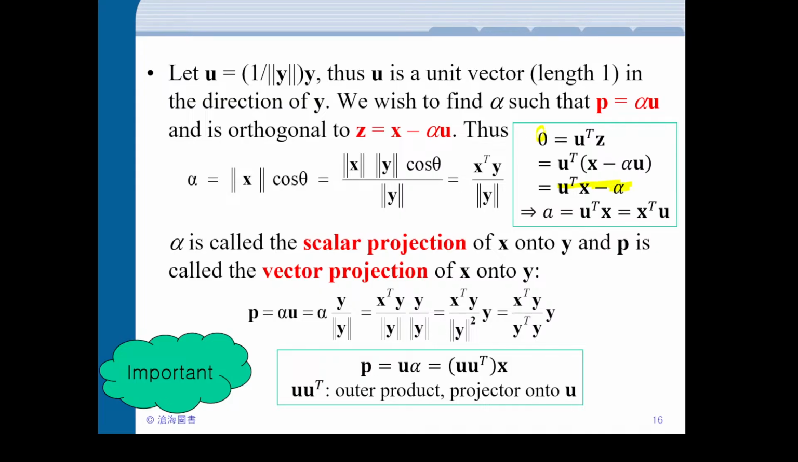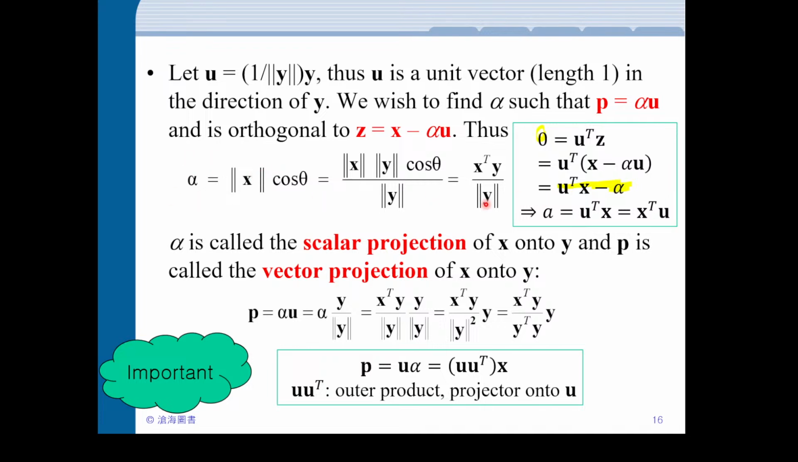And so this tells us what alpha is. Alpha is u^T x or x^T u, and it's the same as here. If you just combine those two, alpha is u^T x basically, or x^T u. So any question? That's how you calculate alpha.